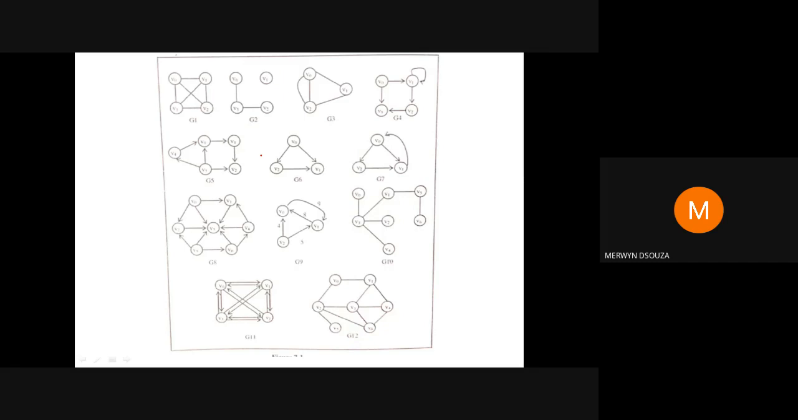Next definition is successor and predecessor. In a digraph, that is a directed graph, if a vertex V is adjacent to vertex U, then V is said to be the successor of U, and U will be called the predecessor of V. If you consider this graph G8 and this edge, V0 to V1, then V0 is the predecessor of V1, and V1 is called the successor of V0.